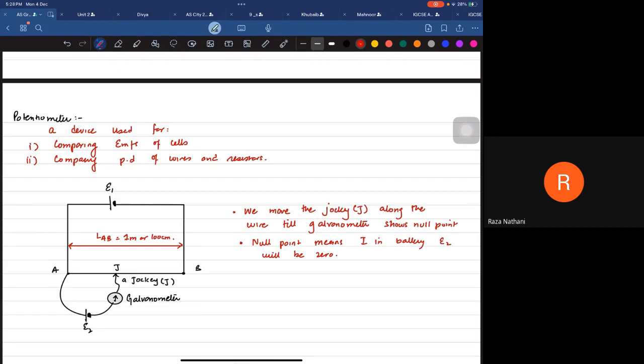And the reason is that this length, which we're going to call length AJ, at this length, the voltage AJ will be equal to the EMF2. So we can say here, it means at null point, voltage AJ will be equal to EMF2. And that's the only situation where it's going to show you 0 current on the galvanometer.